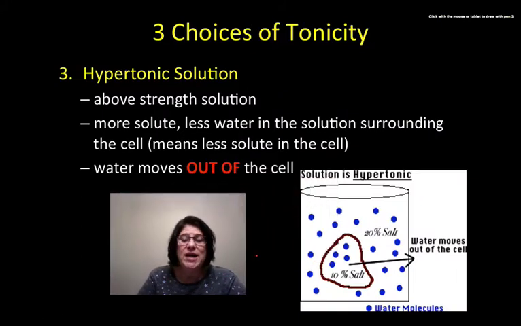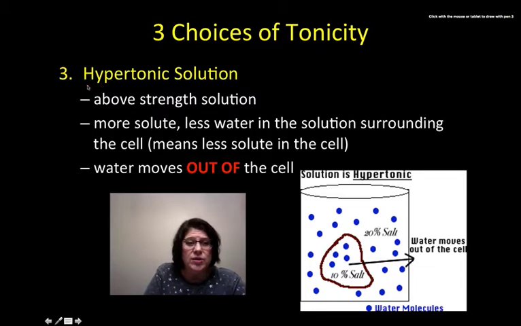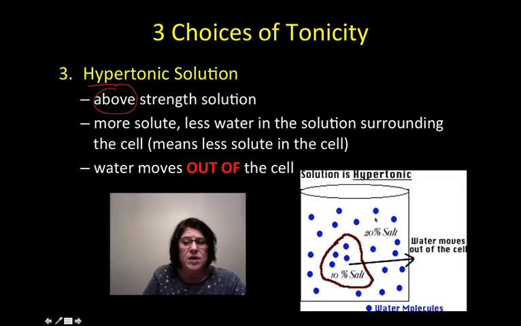Our next choice is hypertonic solution. So hypertonic, as we already said below, hyper means above strength. So it's going to be stronger, more dissolved materials. So in this case, the outside is 20% salt and the inside is only 10% salt. Outside, there's more dissolved materials. So when you have cells in a hypertonic solution, the water is going to move out of those cells. Again, this has a different effect when you're looking at plants versus animals.